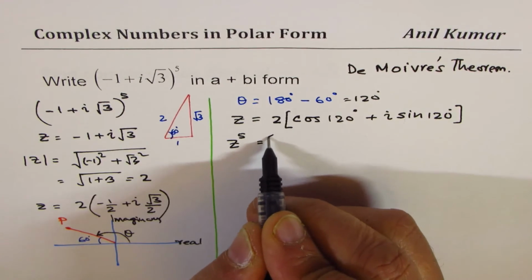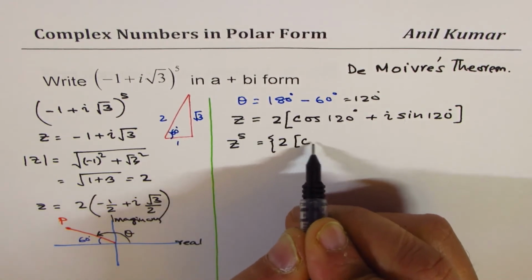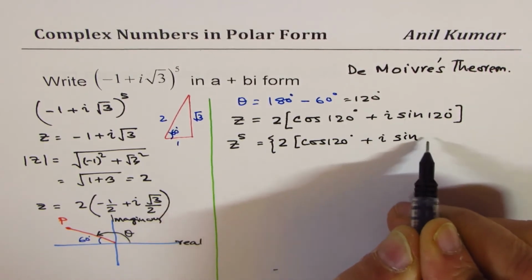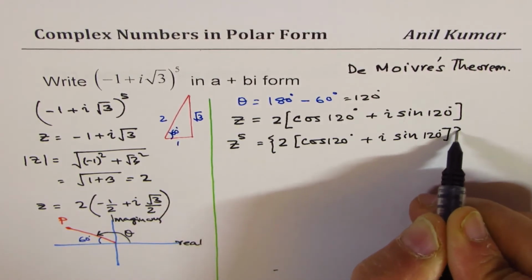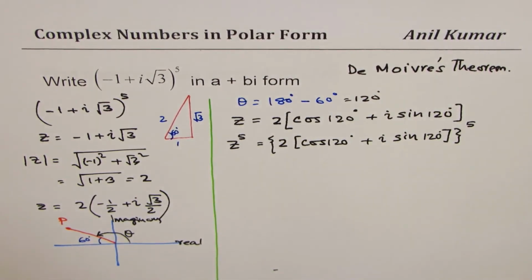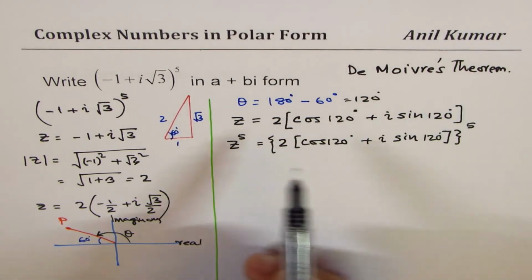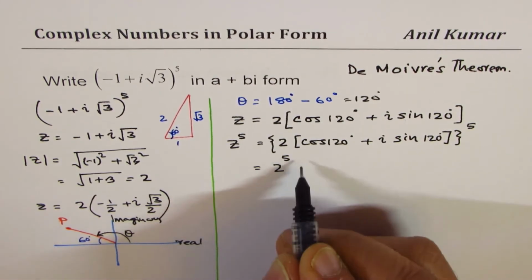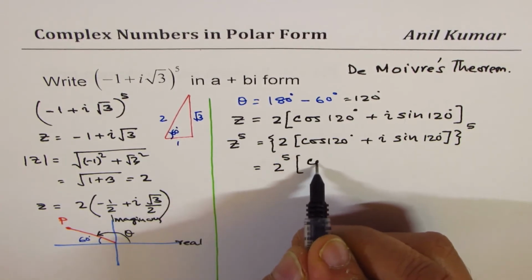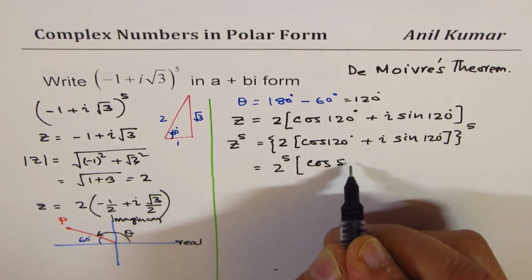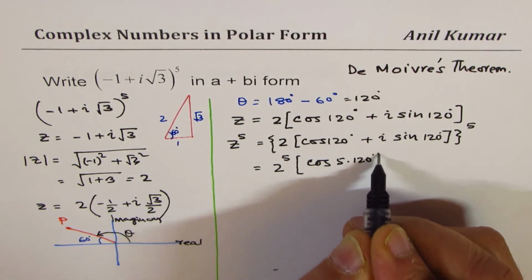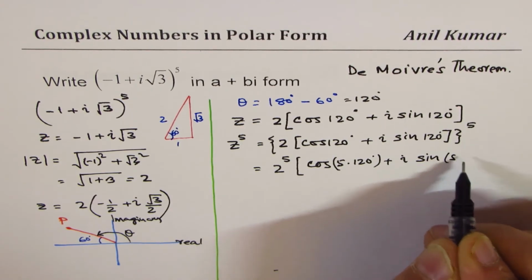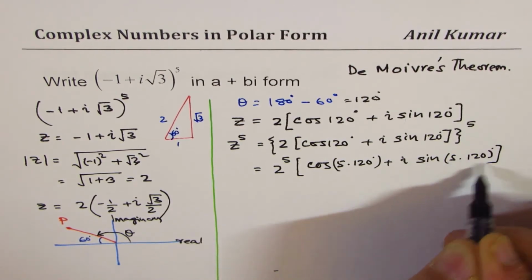That means we have to do 2 times (cos of 120 degrees plus i sine 120 degrees) to the power of 5. Now we can apply De Moivre's theorem and get the result, which is 2 to the power of 5 times cos of 5 times 120 degrees, plus i sine of 5 times 120 degrees, correct?